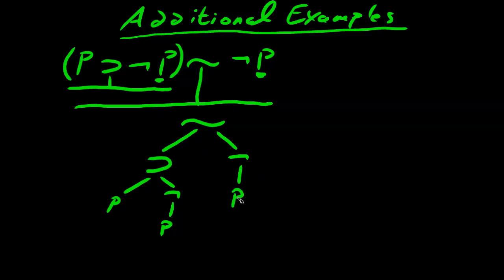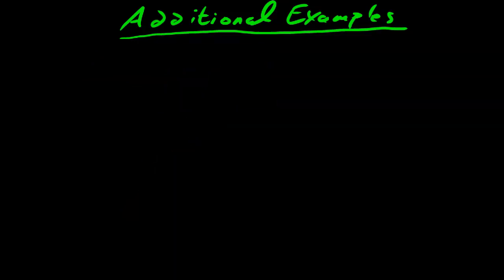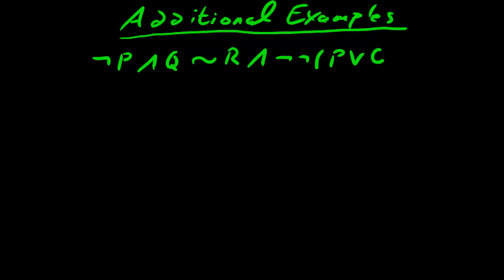So that was all well and good, but let's look at something a little more complicated. Let's try the formula not P and Q is equivalent to R and not (P or Q) implies R.